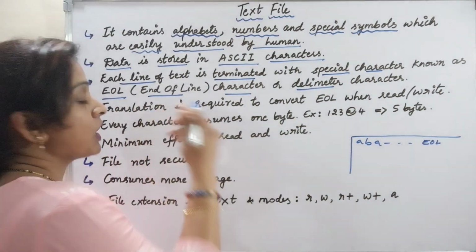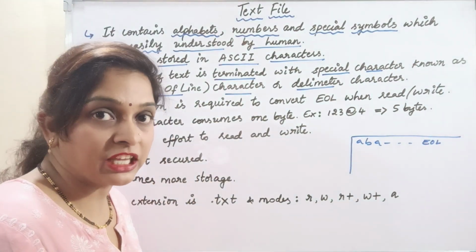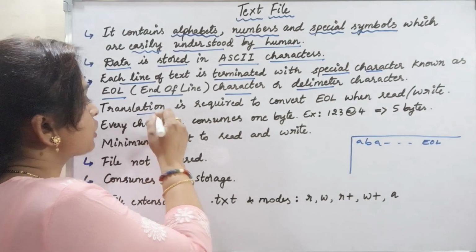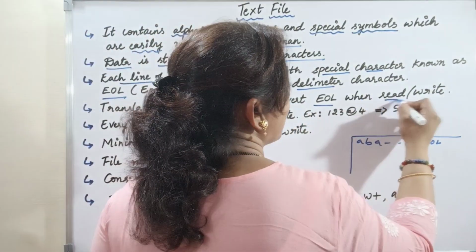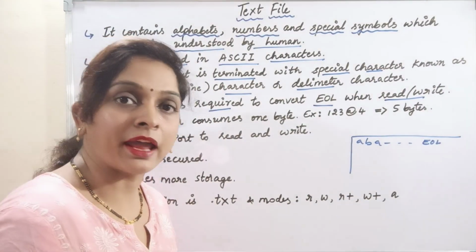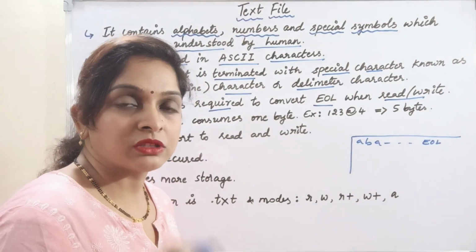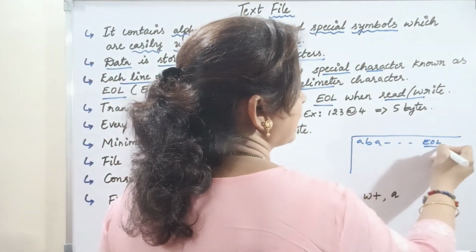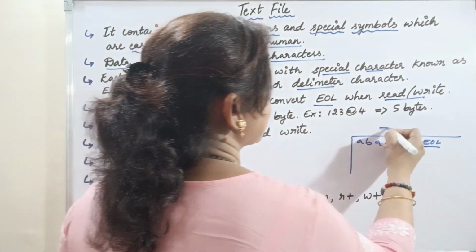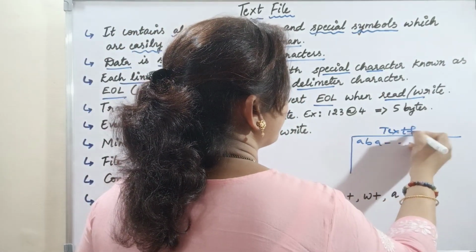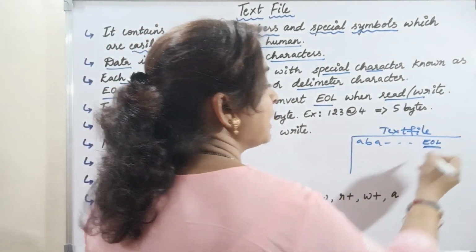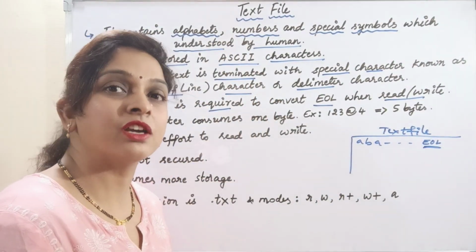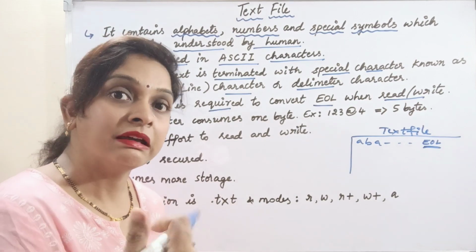Then, as it is terminated with EOL, some sort of translation is required to convert that EOL character whenever we do the read or write operation. So that EOL character, when it is encountered in the text file, some sort of translation is required to convert that end of line whenever we write the data or whenever we read the data from the text file.